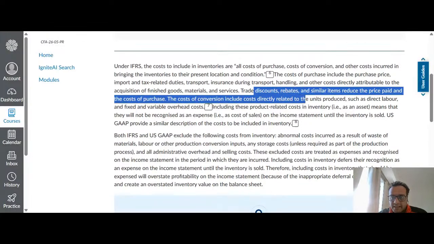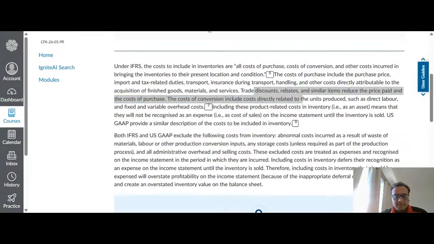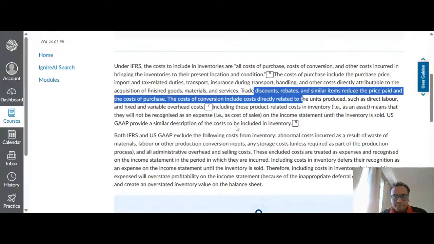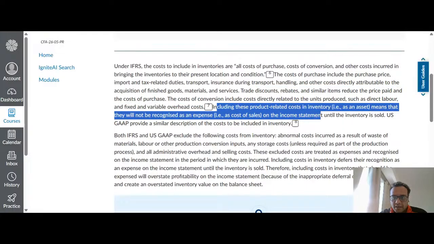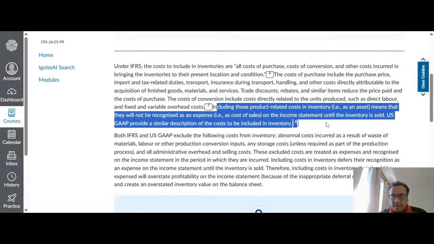Trade discounts, rebates, and similar items reduce the price paid and the cost of purchases. Including those product related costs in inventory means that they will not be recognized as an expense on the income statement until the inventory is sold. US GAAP provides a similar description of costs to include in inventory.